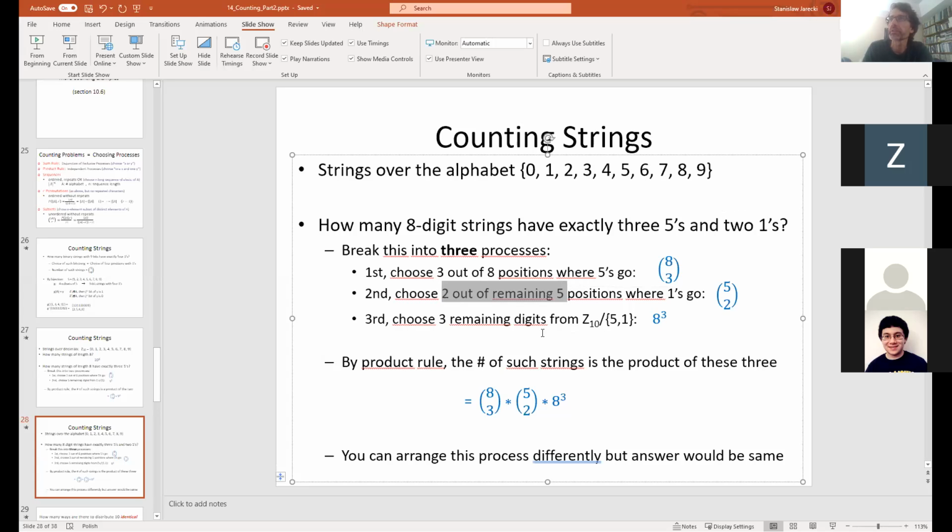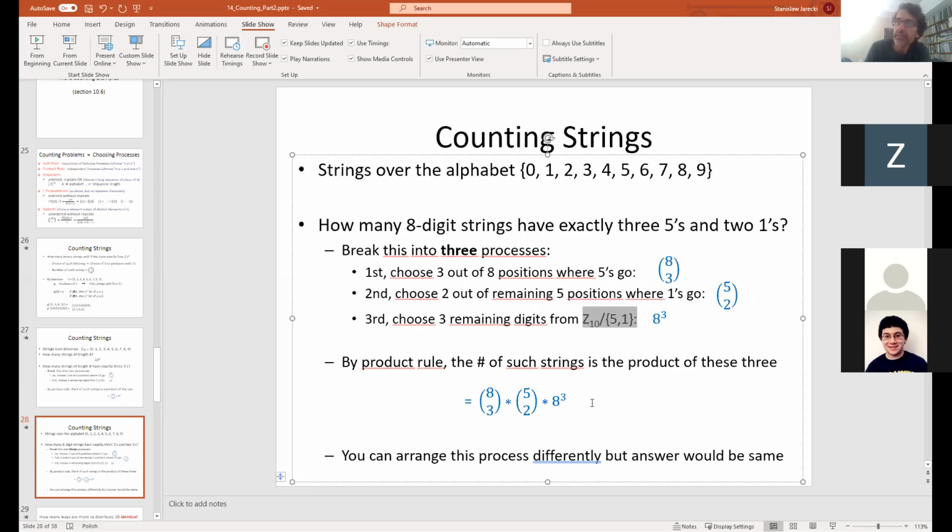And then the remaining digits have to avoid both 5 and 1. So it's a reduced alphabet that now has only 8 characters, and you choose 3 elements from it. There are no constraints, so they can repeat. Therefore, it's just the unconstrained number of strings of length 3 over the alphabet, which has 8 characters. And because these processes are independent, I multiply them.